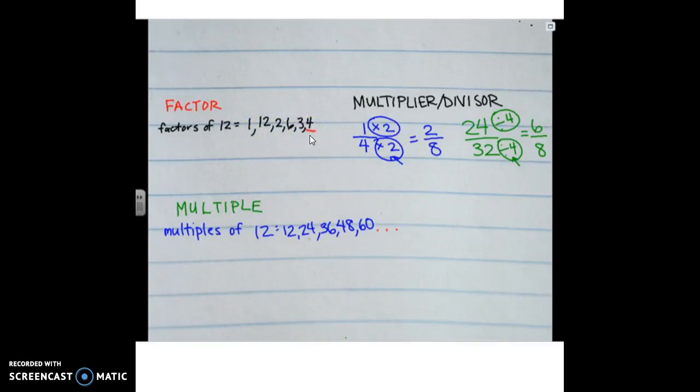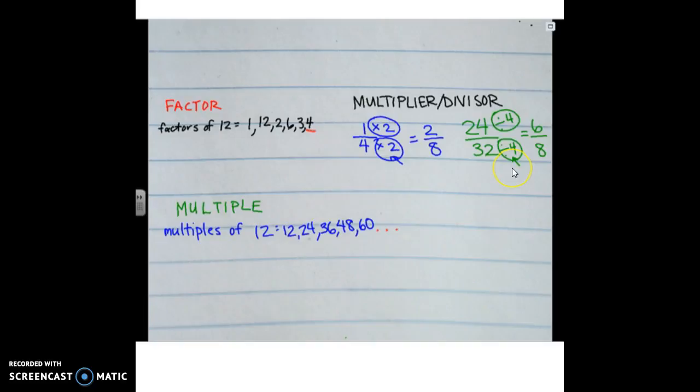Today we're adding a new vocabulary word in. It's called multiplier or divisor. The multiplier or divisor is simply the number that you multiply both the top and the bottom of a fraction by in order to get another equivalent fraction. So in this case, 1/4 is equivalent to 2/8. In order to find that, I had to multiply 1 times 2 to get 2 and 4 times 2 to get 8, and that gives me an equivalent fraction.